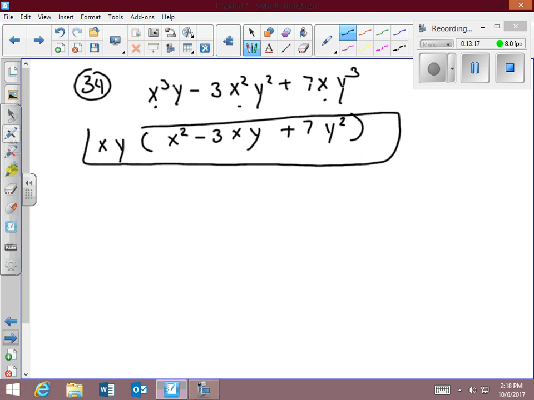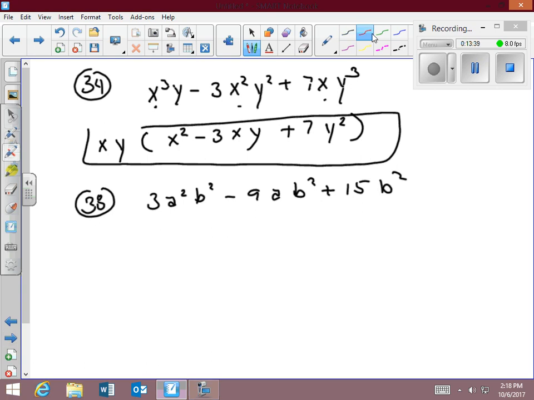Let's do 38. 3a squared b squared minus 9ab squared plus 15b squared. Now, it might be beneficial, maybe not, to prime factor the numerical coefficients. That's prime. This one is 3 squared. And this one is 3 times 5. Now I think it becomes obvious. What are you going to take out in the numerical coefficient? The 3.